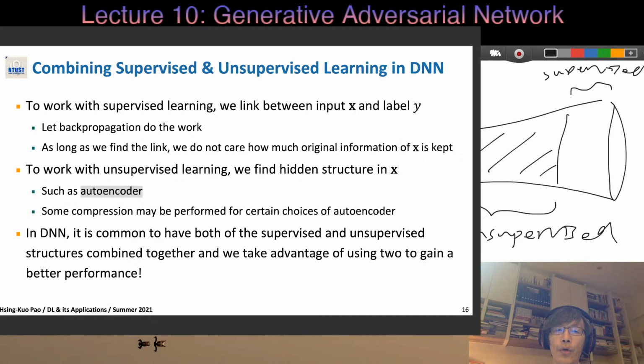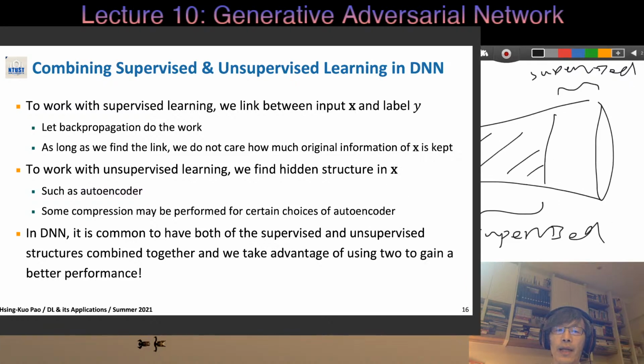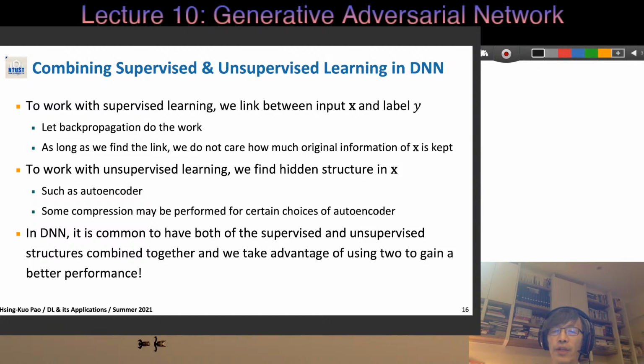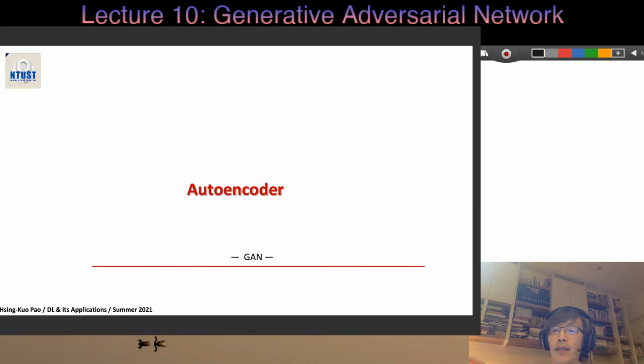So in deep learning, it's common to have both supervised and unsupervised learning structure combined together, and we can take advantage of using the two to get a better performance. In fact, the way to combine supervised and unsupervised learning doesn't need to be just one way. So we talked about this part, and next we move on to talk about the autoencoder.